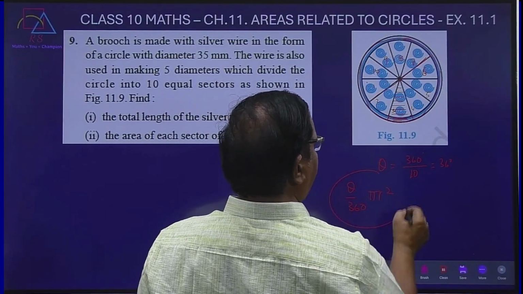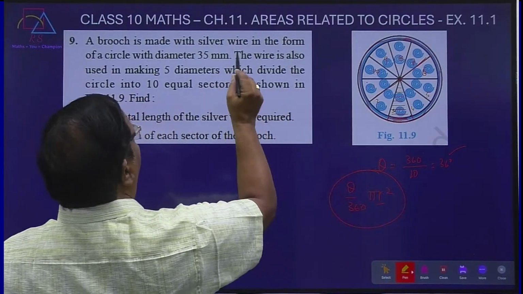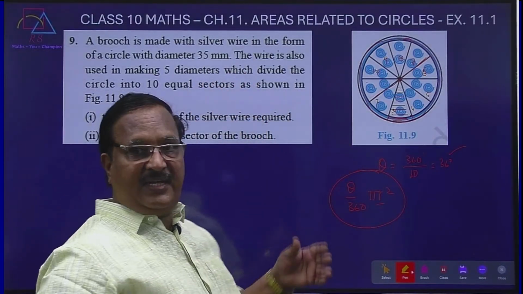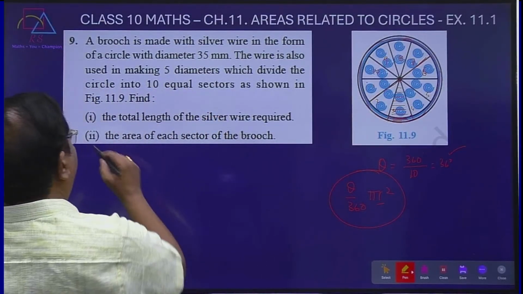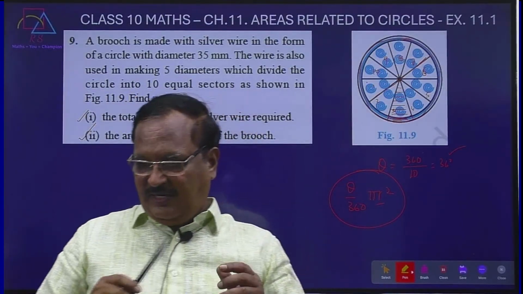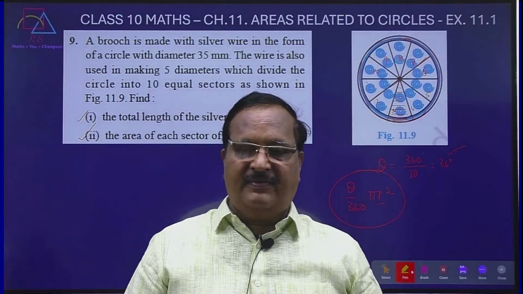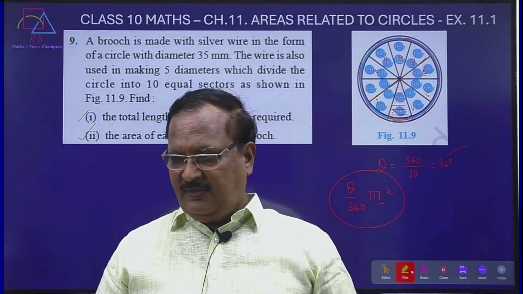So in this, theta is how much? 36 degrees. Radius is how much? 35, that means 35 by 2. So from that you will get the area of each sector. So first and second, I am not doing it as I have already explained. Try to do it by yourself. If you don't understand, I can explain once more.